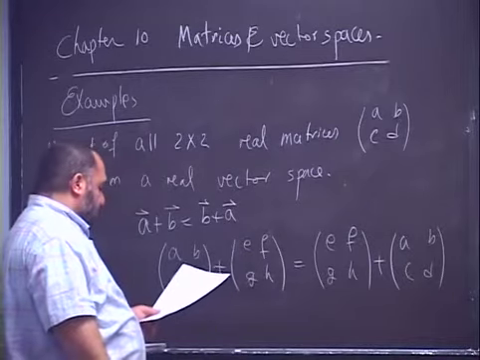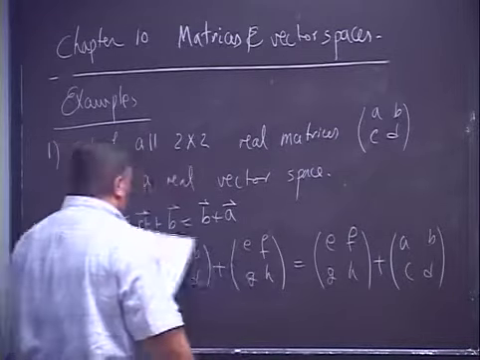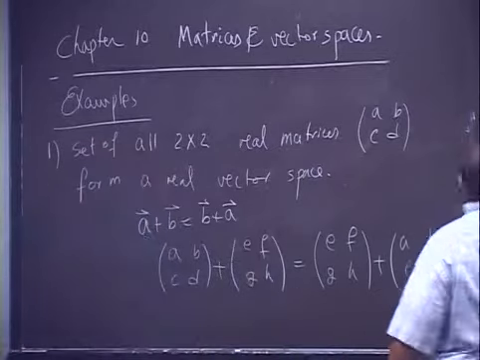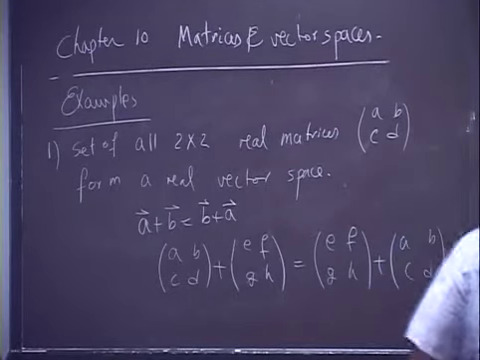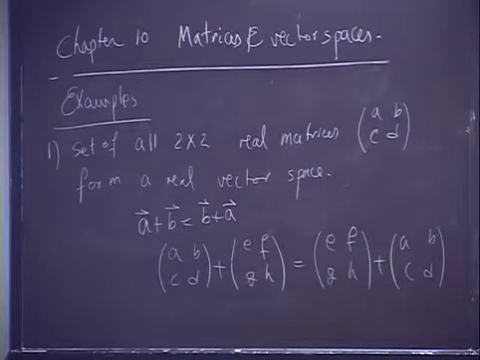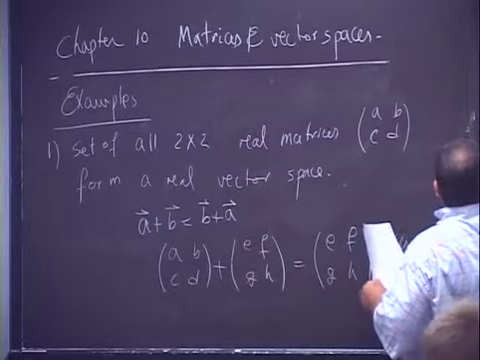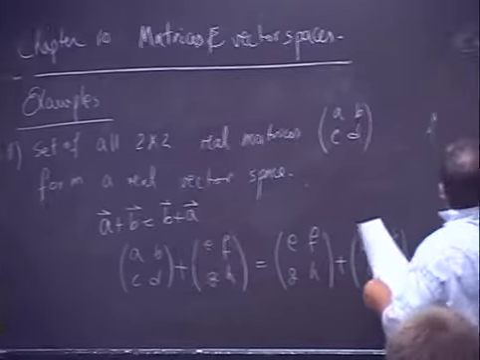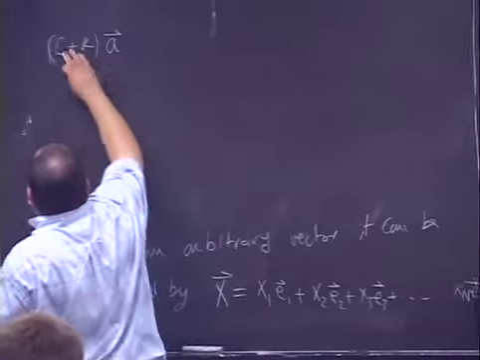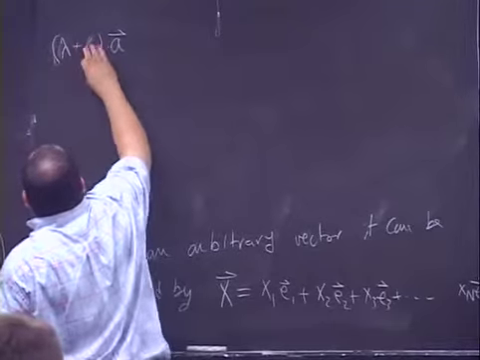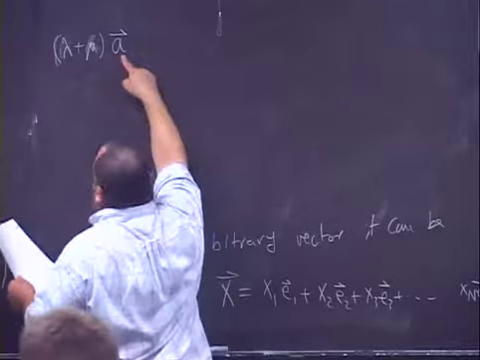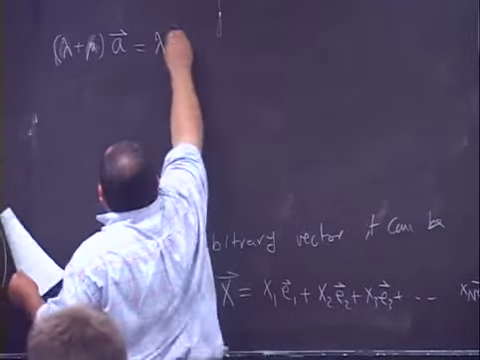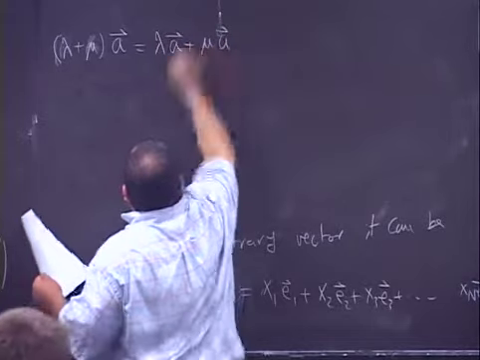Also, if we look at scalar multiplication, we will notice that if we have lambda plus mu multiplied by a vector, lambda plus mu multiplied by A will be equal to lambda A plus mu A, and so on.